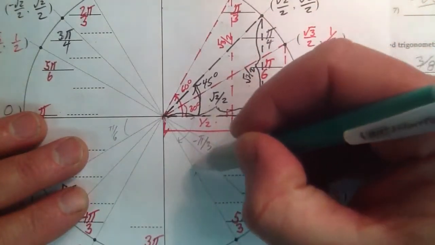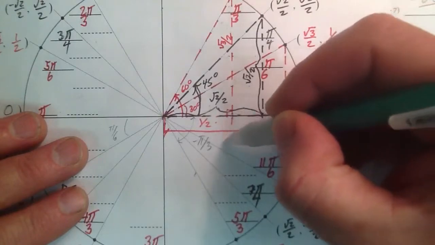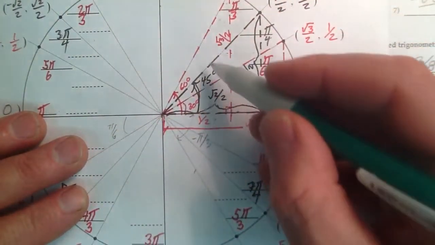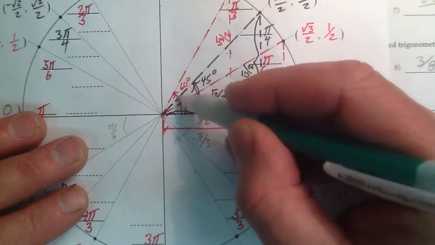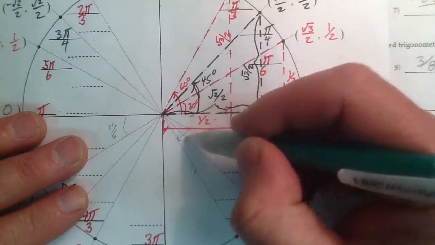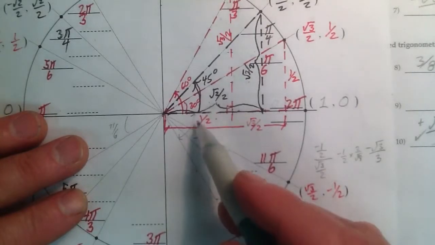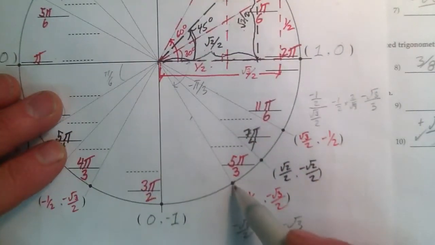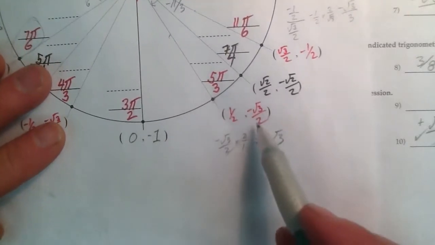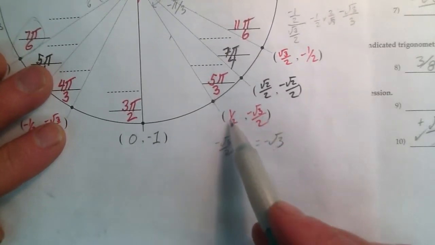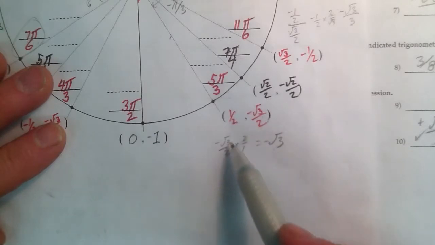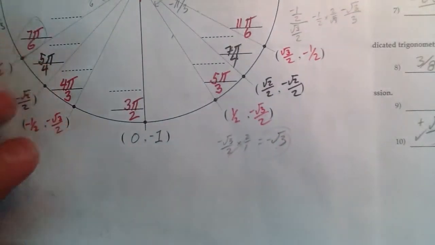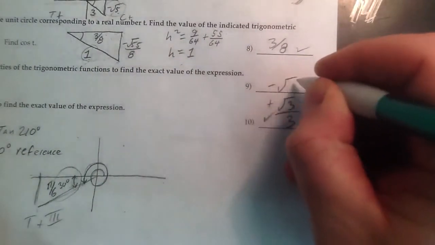Negative pi over 3, we just rotate in the opposite direction. Negative angle means rotate this way. So instead of positive 60 degrees this way, we go negative 60 degrees that way. So there's pi over 3 in the negative direction. There's my point. Opposite divided by adjacent, which is the same thing as multiplying by the reciprocal. What do I get? I get negative root 3. And that's the correct answer. That's what I would put over here, negative root 3.